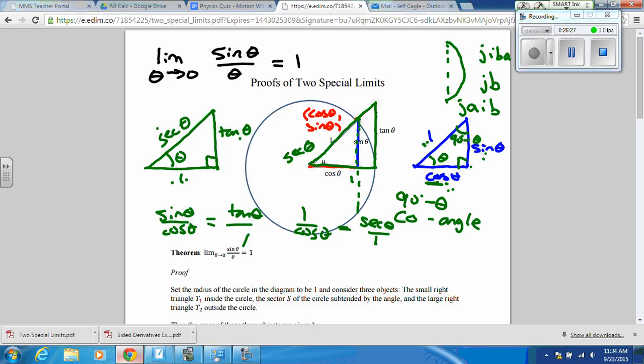But wait, there's more. Because if I now consider that these are right triangles, what is the thing that we all know and love to do with right triangles? Pythagorean theorem. Let's do that. Sine squared theta plus cosine squared theta equals 1. Tan squared theta plus 1 squared equals secant squared. Boom. Pythagorean identity straight off the triangles. See it?